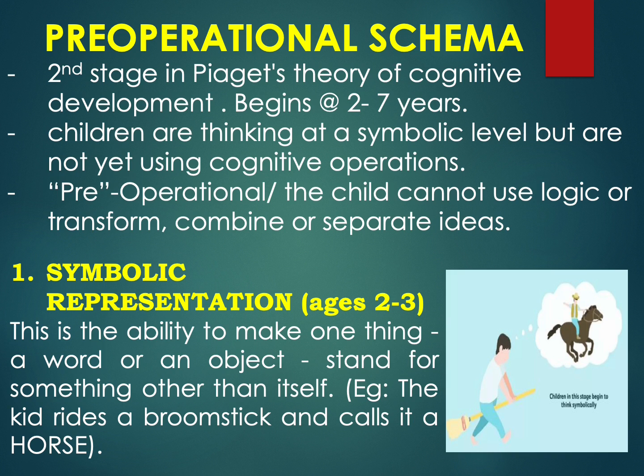When we say symbolic representation, it is the ability to make one thing, a word or an object, stand for something other than itself. For example, sa picture na nakikita natin dito, the kid is riding a broomstick and the kid calls it a horse. That's a symbolic representation. Ibig sabihin, the child is already able to use symbols to represent an object. So that's one landmark for your pre-operational schema, what we call symbolic representation.